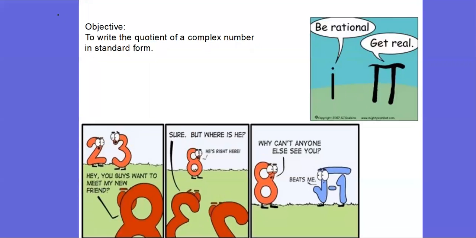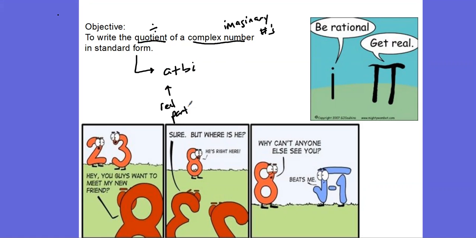All right, our goal here is going to be to write the quotient of a complex number in standard form. Remember that when you hear the word quotient, you should be thinking division. When you hear complex number, you should be thinking, all right, this includes imaginary numbers. And when you hear standard form, you should be thinking a plus bi, where a is your real part and the bi is your imaginary part.